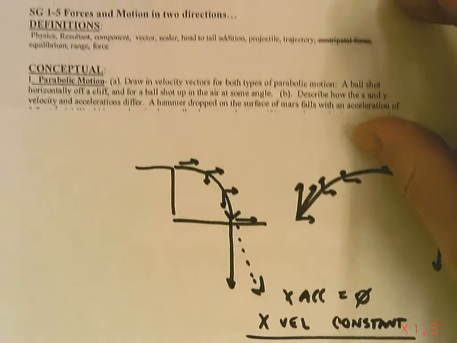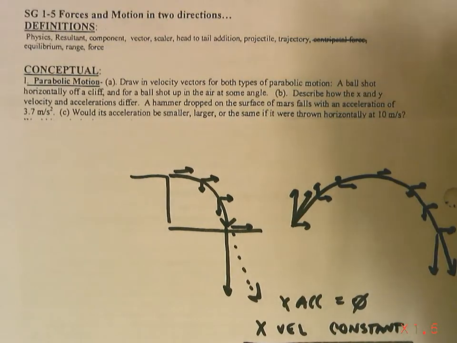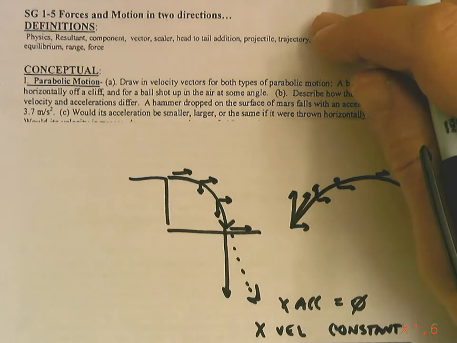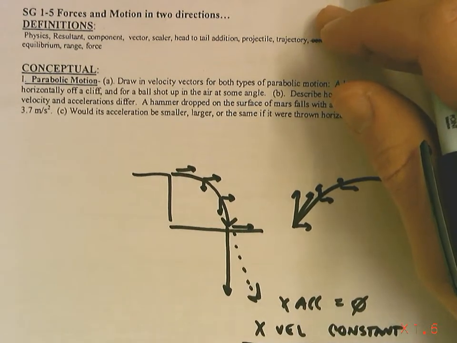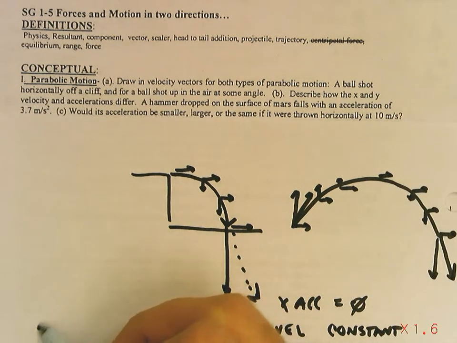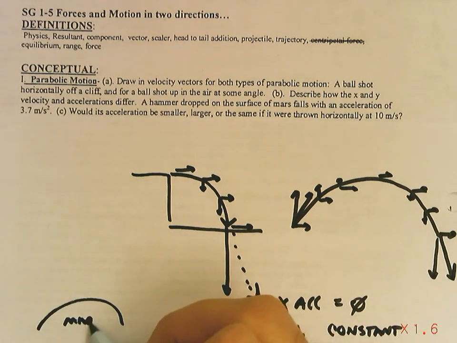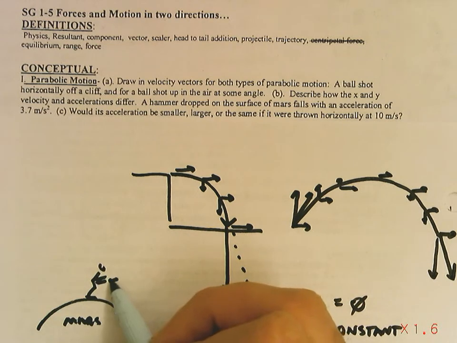This is how I would compare them. Next, a hammer is dropped on the surface of Mars and falls with an acceleration of 3.7. Would the acceleration be smaller, larger, or the same if it was thrown horizontally at 10? The acceleration would be the same. It would still be 3.7. So it doesn't matter that we're on Mars. If you have a hammer and you drop it, it's still going to accelerate at that rate, 3.7.